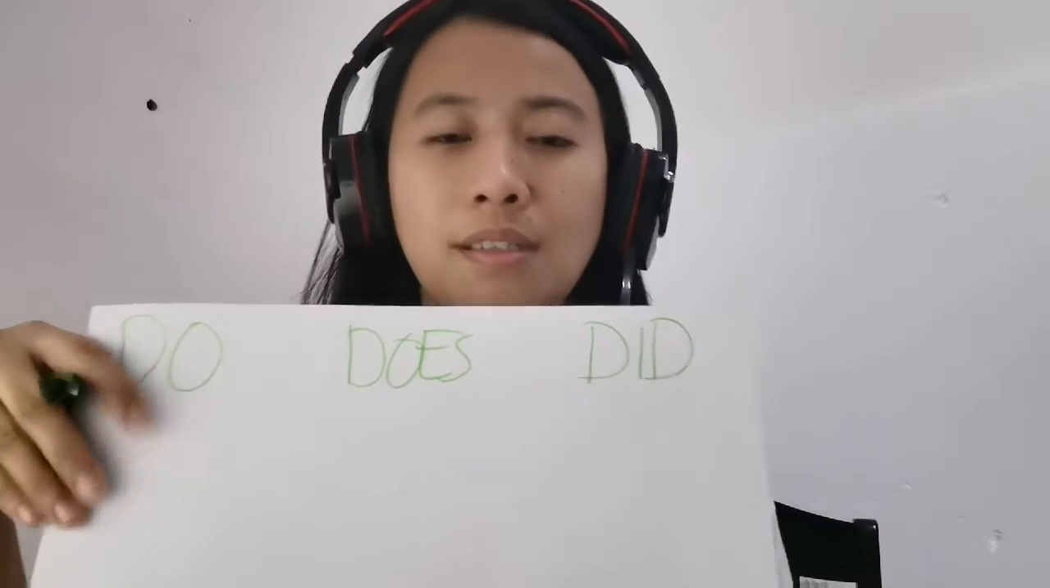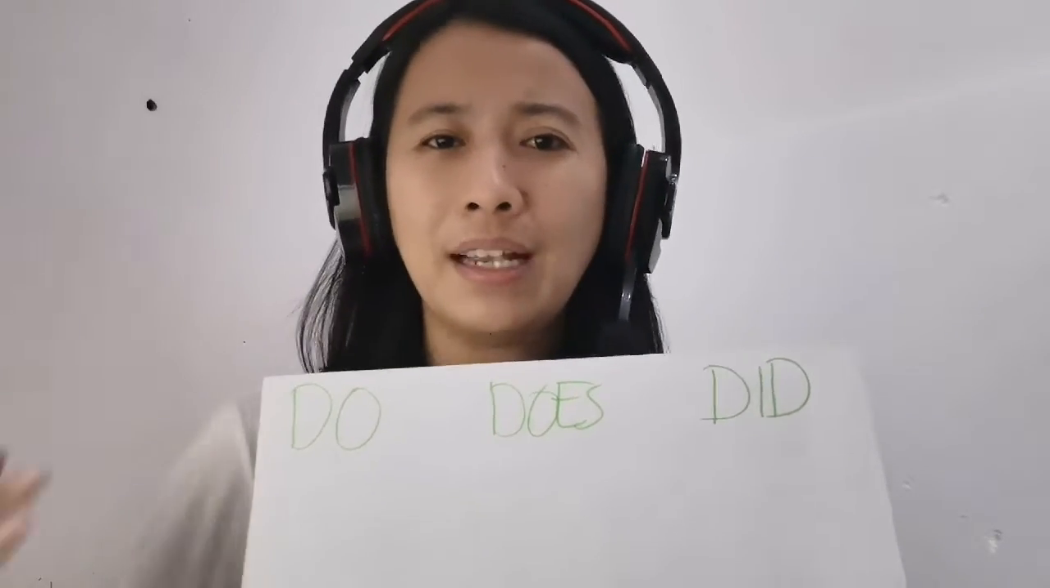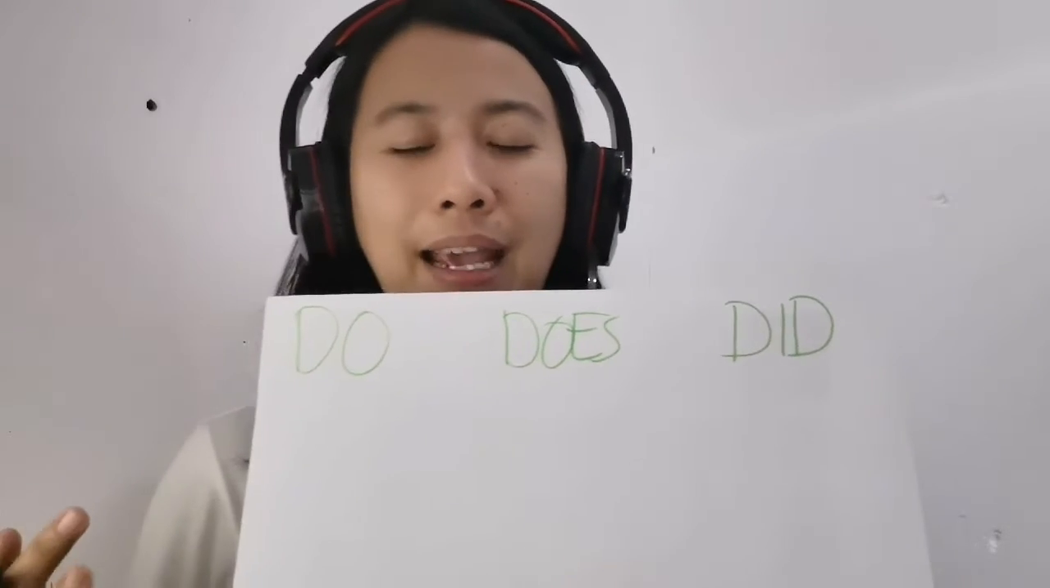Now, if you got 9 and below, even if you only have one mistake, please continue watching because this video is really for you. Okay, so we're going to talk about the answers in our pretest later, after our discussion of the rules on how to use do, does, or did. For now, let's talk about the rules in using do, does, or did. I will just give you basic points to remember in using them.